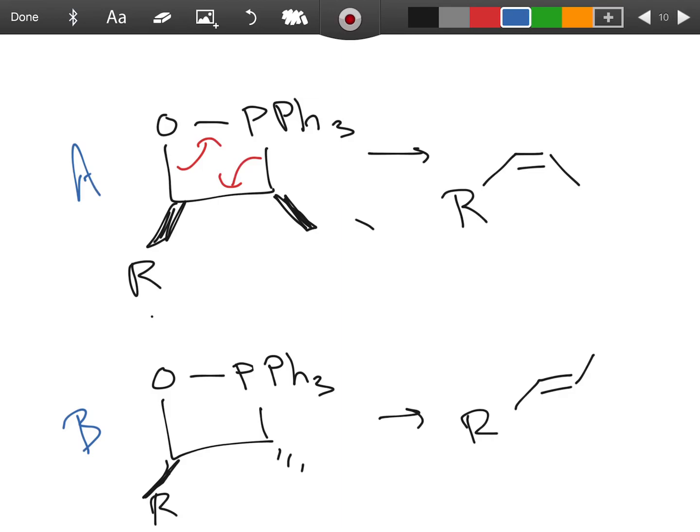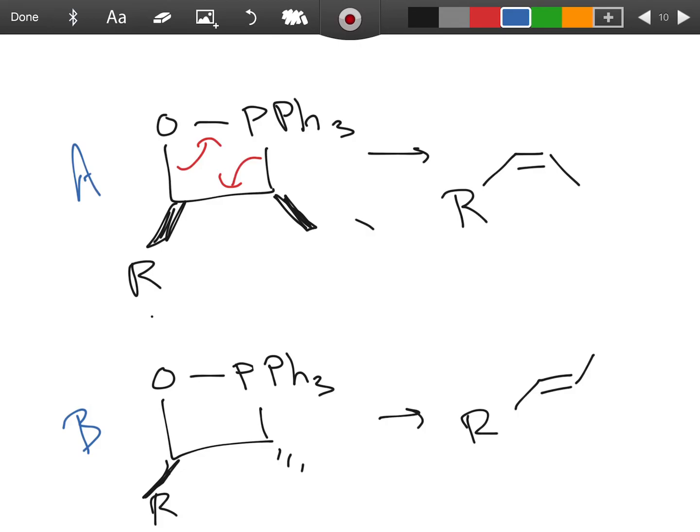So if you think B is more stable, you're like, oh, well, my selectivity for a Wittig reaction should be a trans double bond, right? Because the more stable oxyphosphatane is B. But we don't see that. We only see the cis double bond for most cases. So there must be some other mechanism that can explain the selectivity that we observe in these reactions. And the mechanism that gets used, there's kind of two versions of it. I'm going to go through both of them.